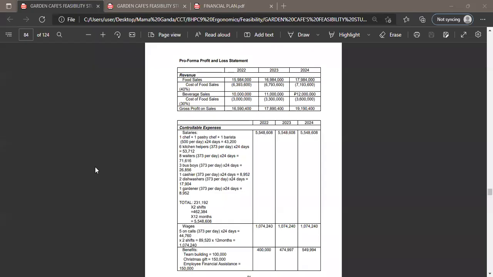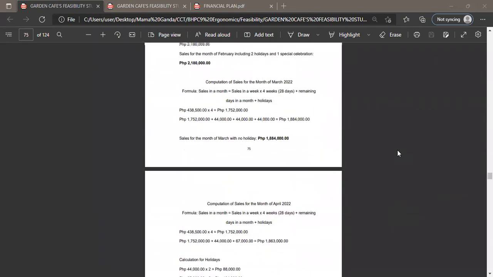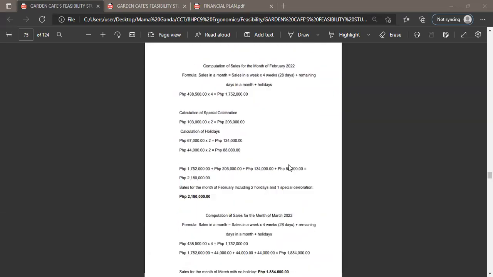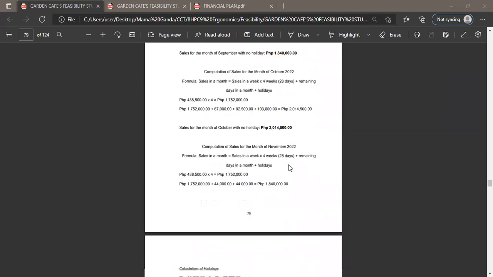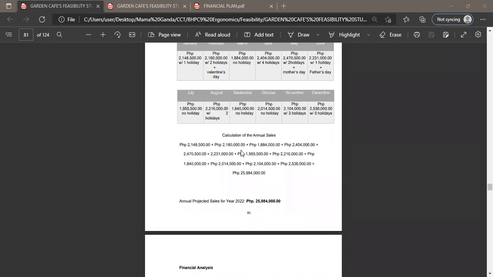Okay, just a few reminders about the computation of the revenue part in your pro forma profit and loss. For the food sales and the beverage sales, this should be the total of your annual projected sales based on the sales projection, initially for the week, and then for the month, and then for the whole year. You should have a sales projection for the month of January, February, until December. Do not forget the holidays in calculating your projections.